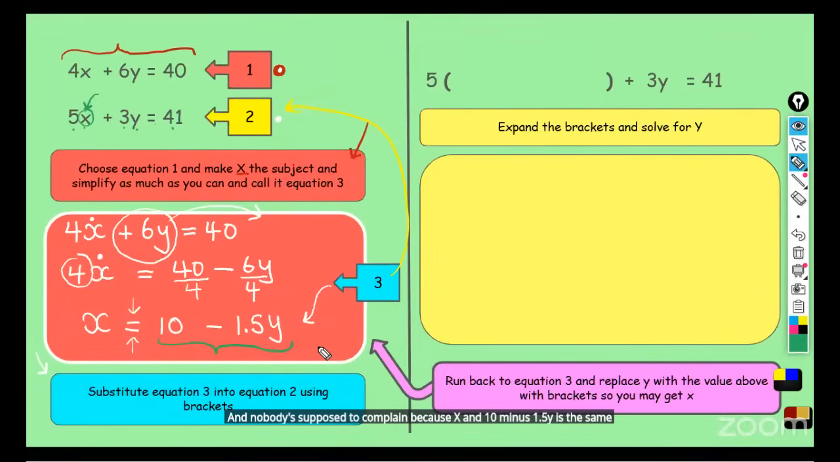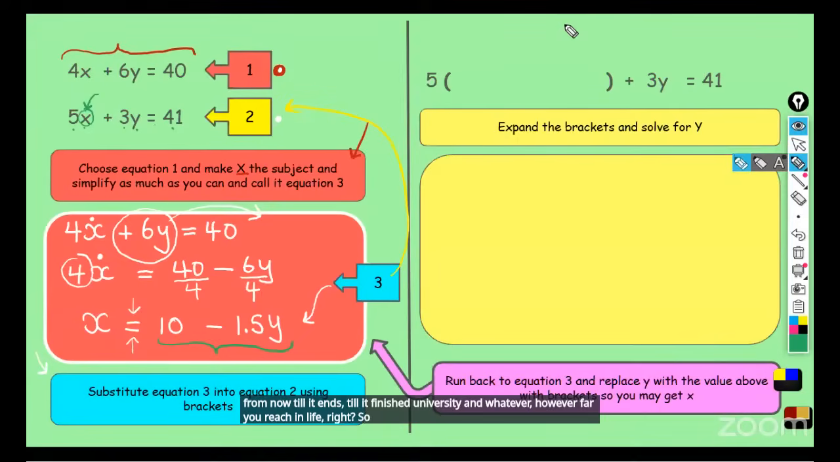It has the same value, just like the $1 and 4.25. But in maths, there's a little rule. Anytime you kick out someone and you replace them with something, you have to replace it in brackets. You have to put brackets to show that you replaced it. And that's not something only for this topic. That's for every topic in maths, from now till you finish university and however far you reach in life, right? So keep your eyes over here.